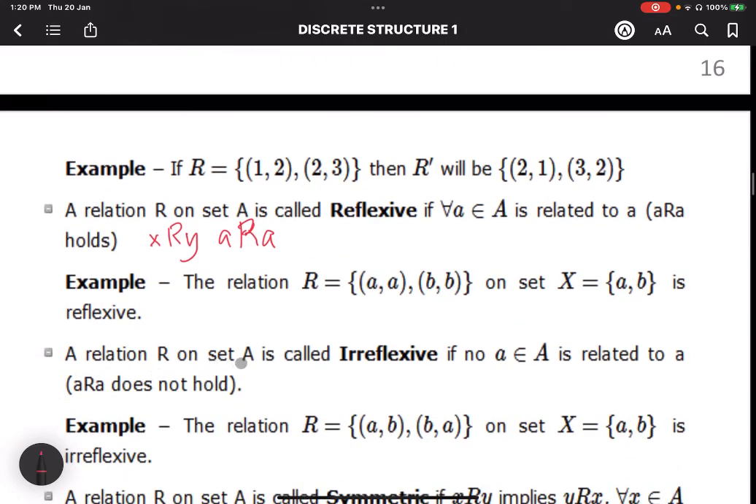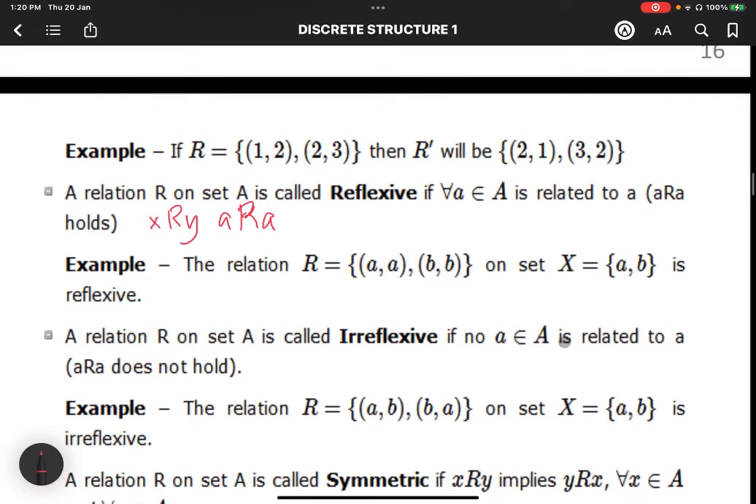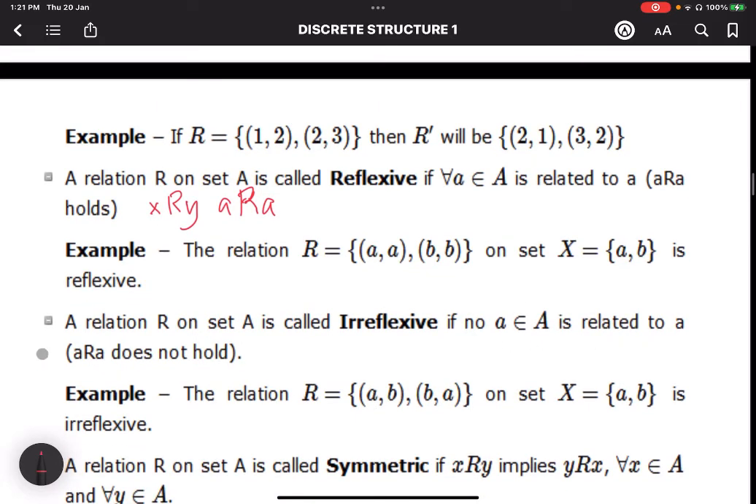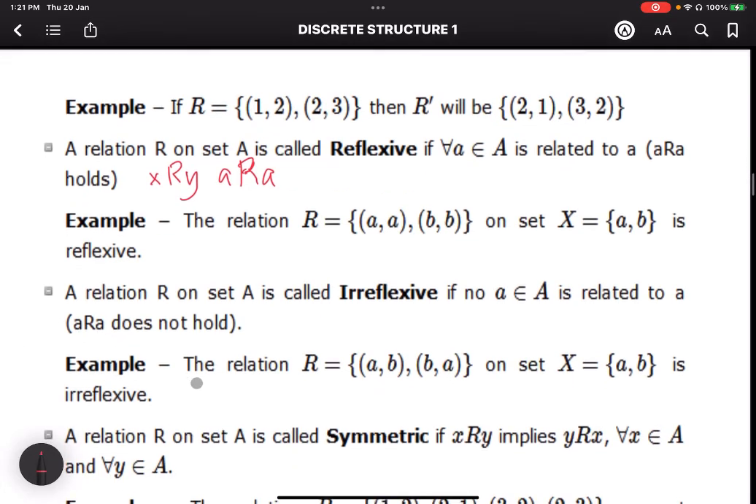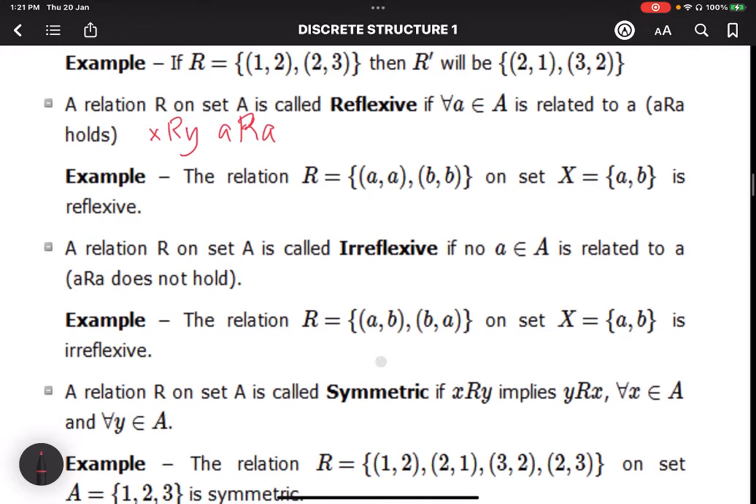A relation R in the set A is called irreflexive if no A is an element of big A and A is related to A does not hold, no? So wala siyang ganitong relationship. Example, the relation R on set X is equal to (A, B) and it is irreflexive. Bakit? Because yung X and Y value niya is not equivalent, no? Hindi siya reflexive, no? Irreflexive ang tawag sa kanya.